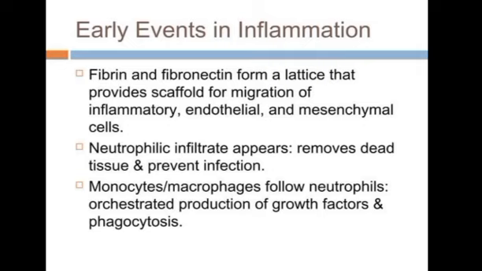Neutrophils also infiltrate the area. Neutrophils will remove the dead tissues and prevent infections. Monocytes and macrophages will also follow. The neutrophils are the first responders. They will reach the injury site early, remove the dead tissues, and prevent infection. Following this, monocytes and macrophages will follow the neutrophils. They will provide phagocytosis. Phagocytosis means they will engulf the dead cells or bacteria present in the injured area.